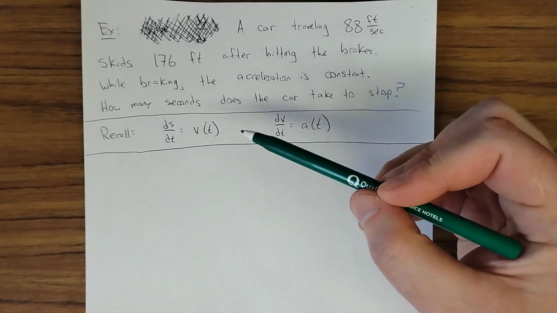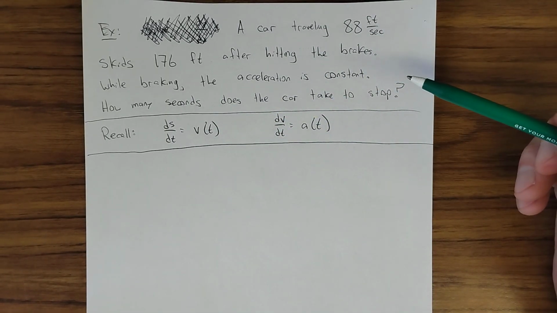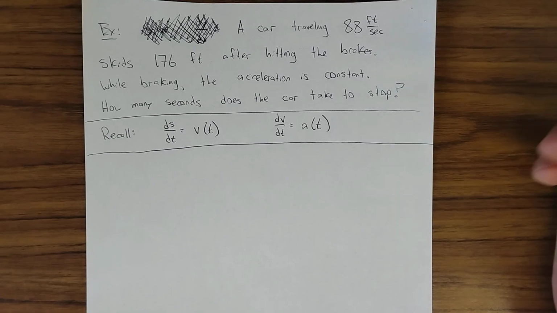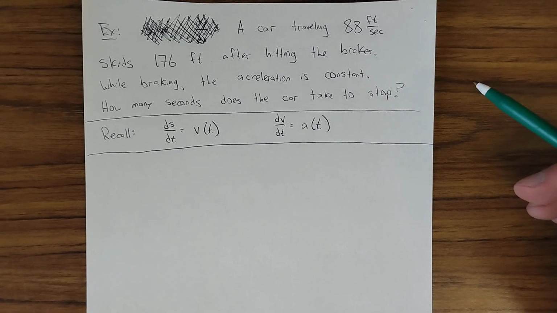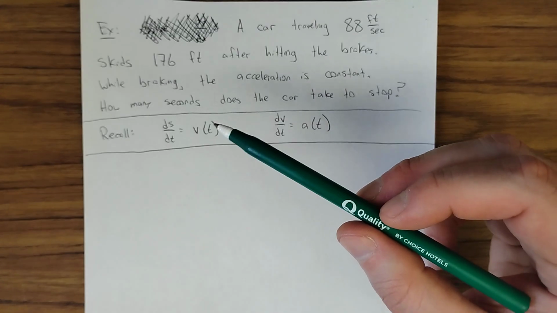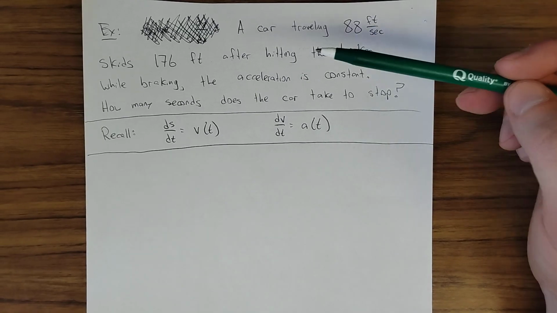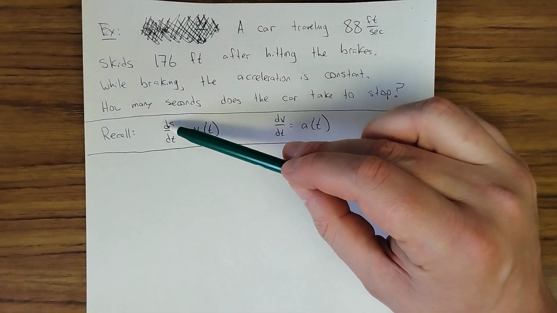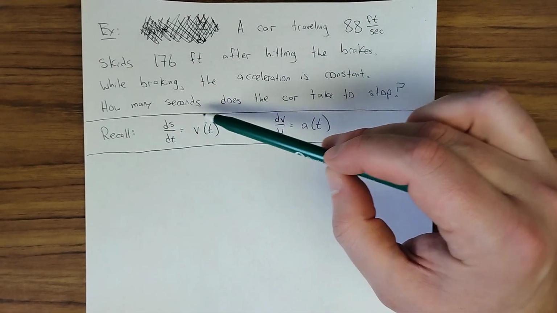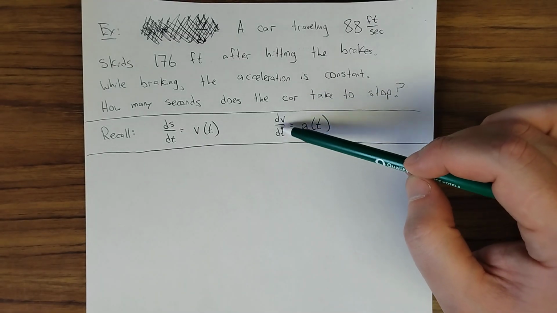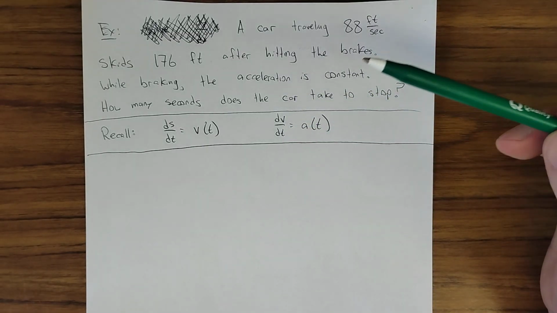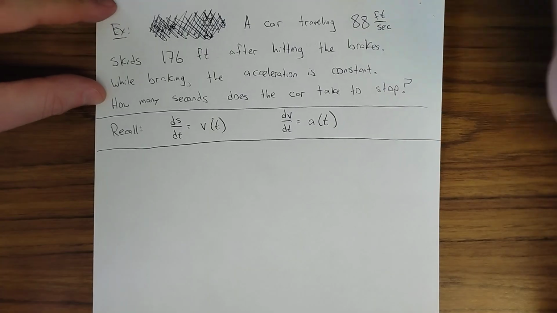So, like I said, we're going to use differential equations for this. And as far as differential equations go, these are pretty easy ones. But the thing to remember is that the derivative of position, typically we use s for position, is velocity, and the derivative of velocity is acceleration. So here we go.